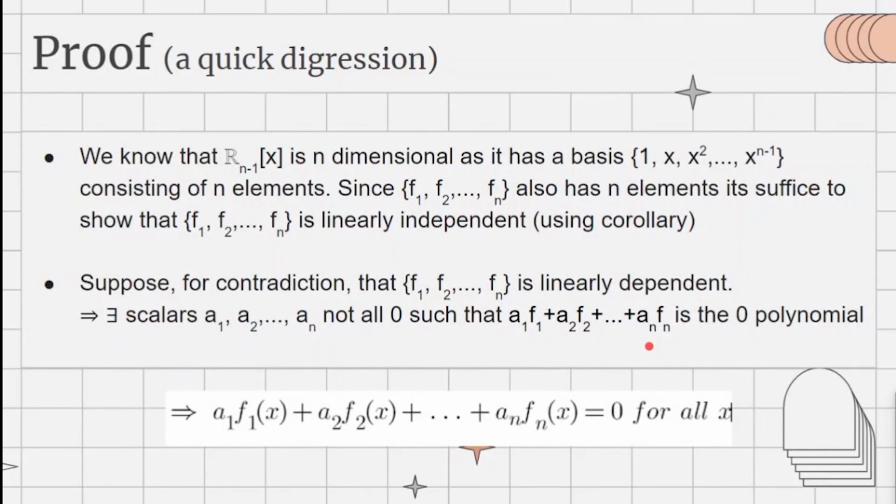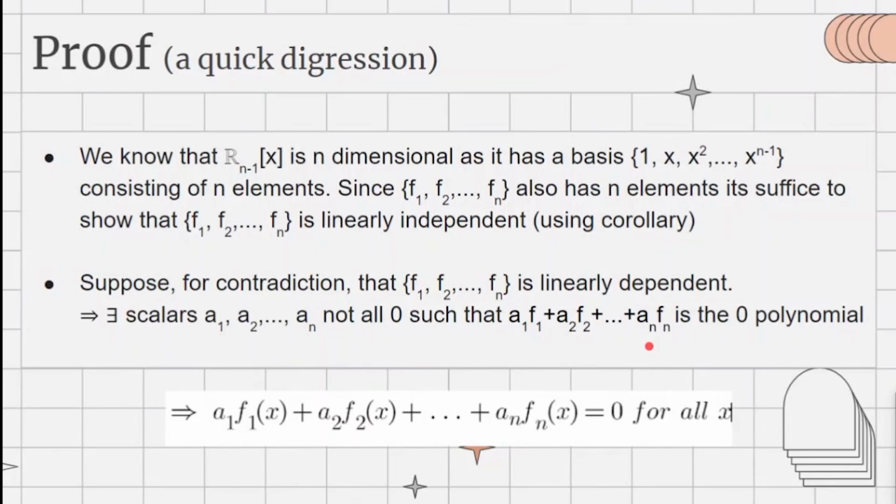So it's very simple. We already know that the polynomial space of degree n minus 1 or less is an n-dimensional vector space. It has a basis 1, x, x square, and so on up to x power n minus 1. That is a standard basis we already know, and that also has n elements.